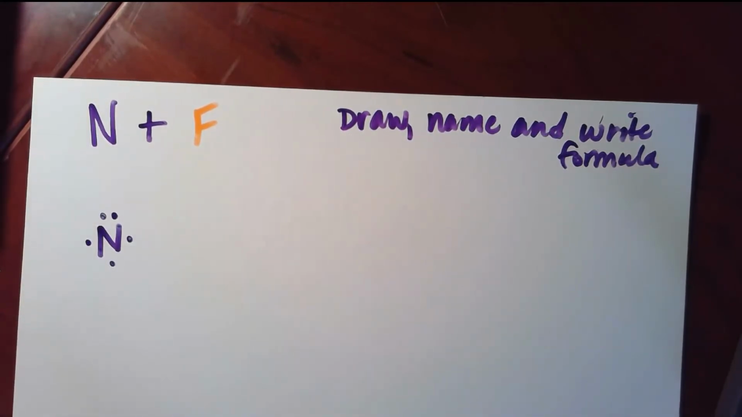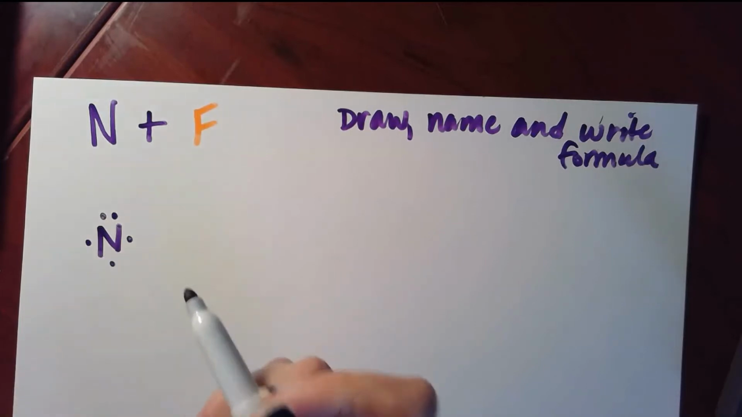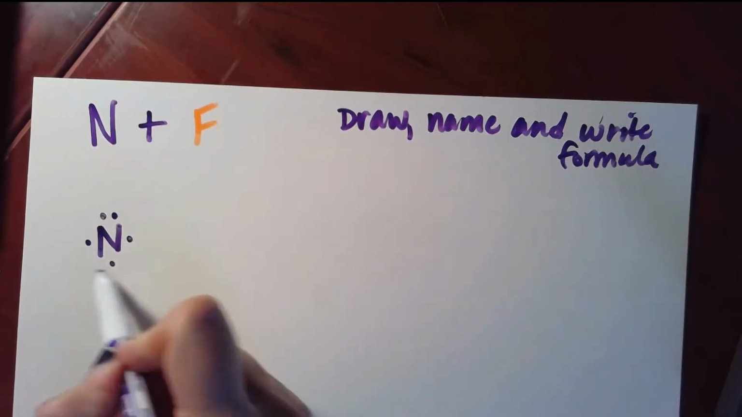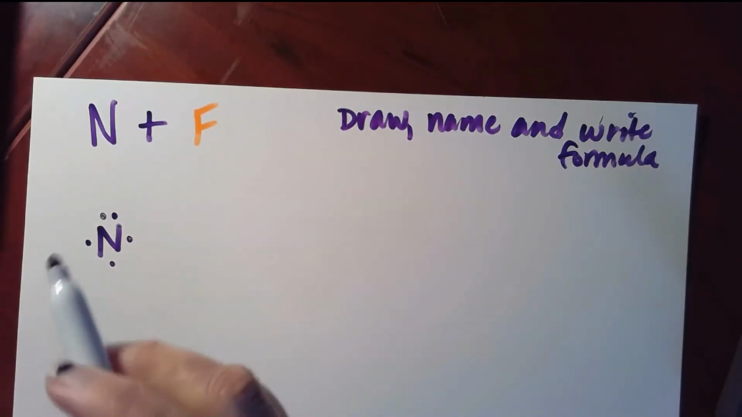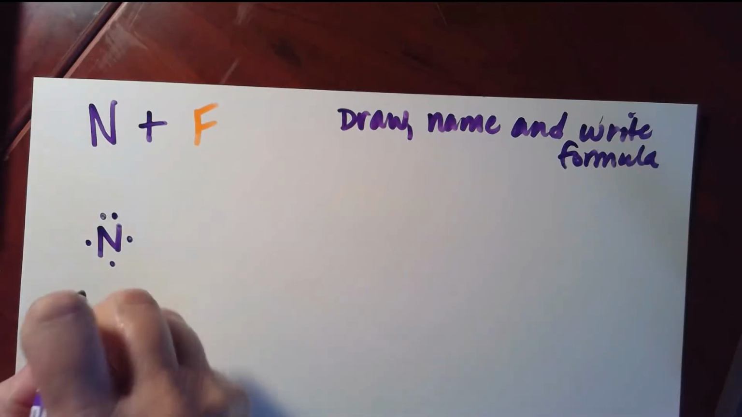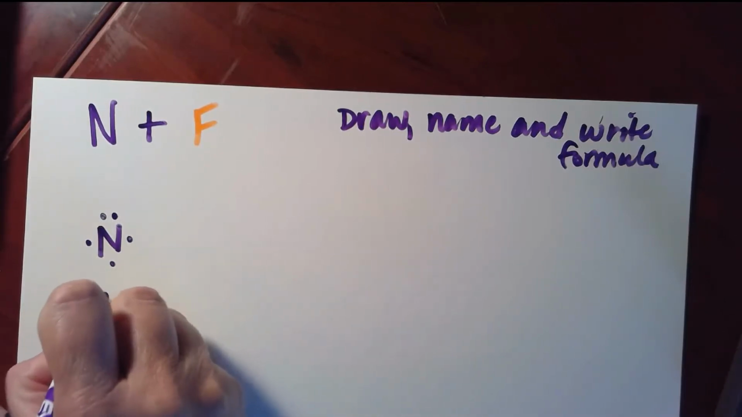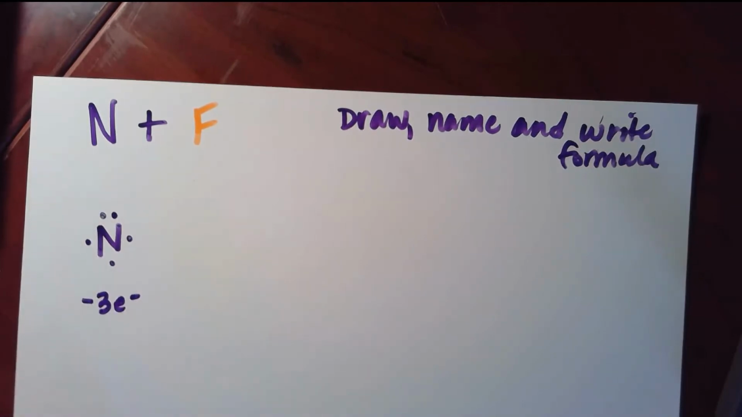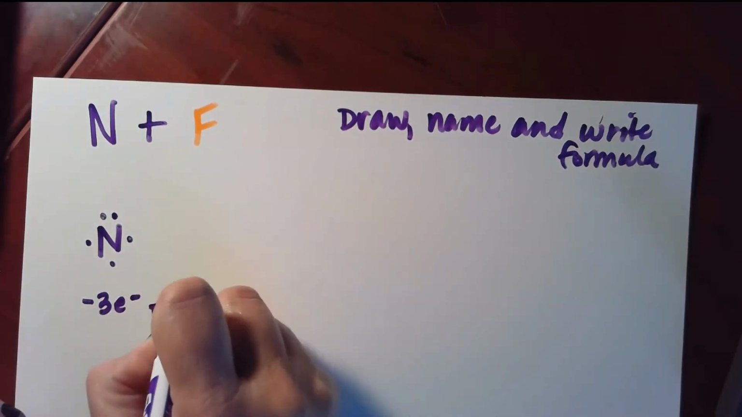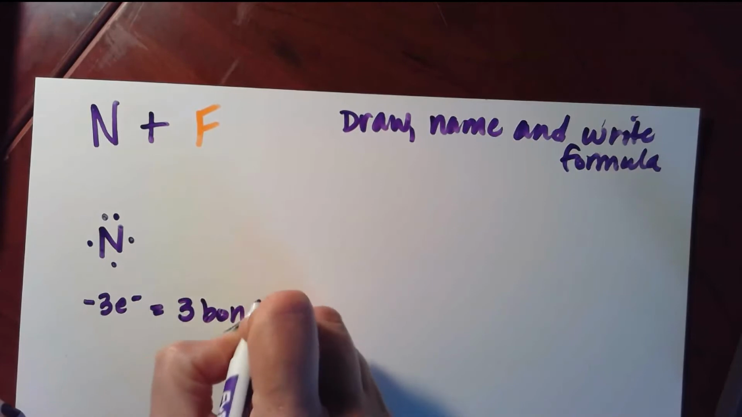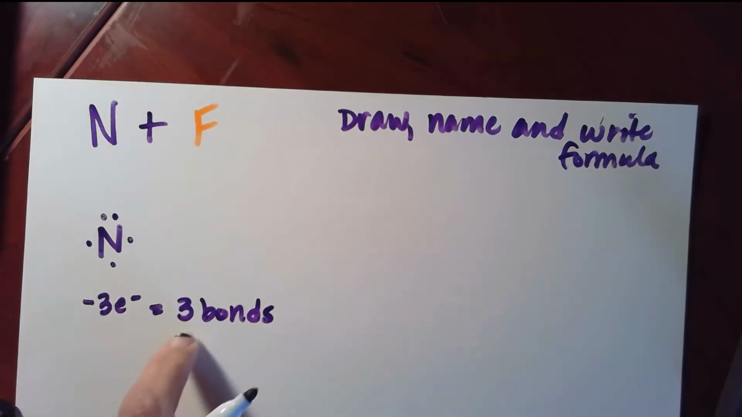Now, in the last video, I told you guys, everybody wants 8 electrons. Nitrogen has 5 electrons. So technically what your brain should tell you right now is that you are short 3 electrons, which means you should want 3 bonds because you need to get 3 more electrons to share with.